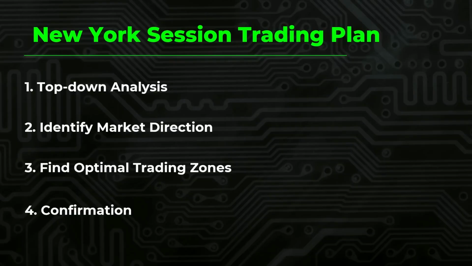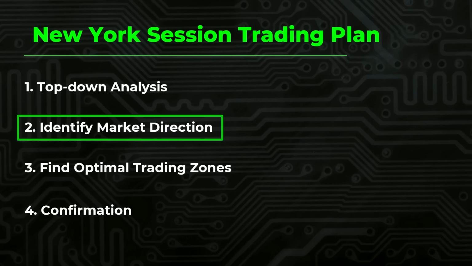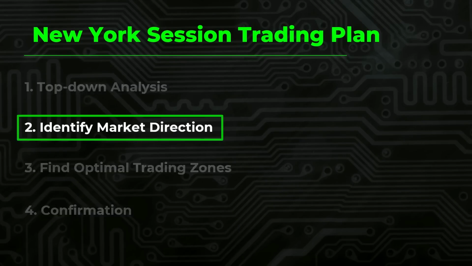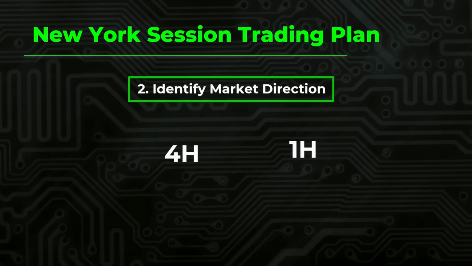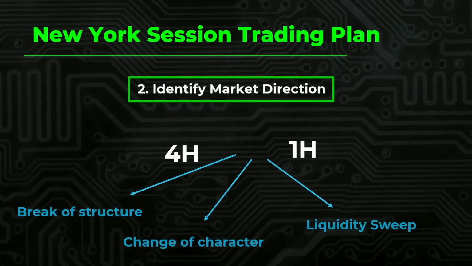Now that we have marked the higher timeframe key levels, it is time to identify the market direction in the second step. To find the direction, we only use two timeframes, the 4 hours and 1 hour's chart. In this step, we apply the concepts of break of structure, change of character, and liquidity sweep pattern to find the overall direction. Trading along with the controlling side of the market will instantly improve your win rate and minimize losses.